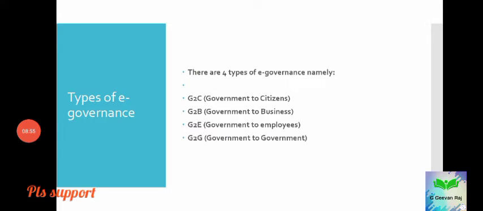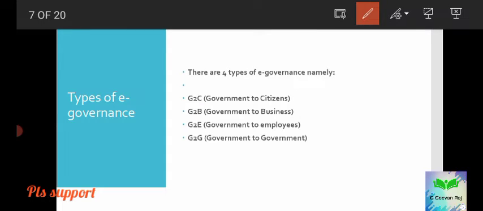Now, let us look at the types of e-governance. There are mainly four types of e-governance: government to citizen, government to business, government to employees, and government to government. The first is the e-governance between government and citizen. So, it implies the governance relation between the government and the citizen. The second one is government to business.